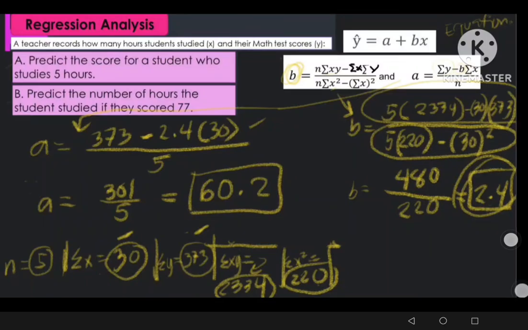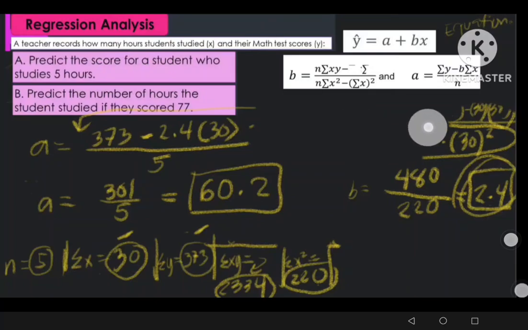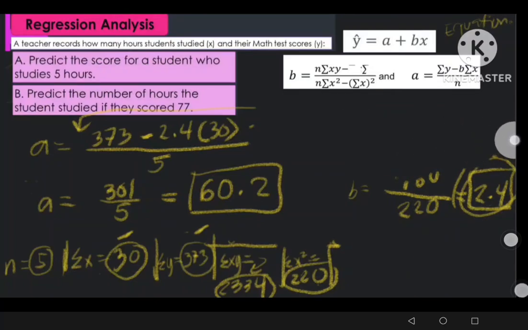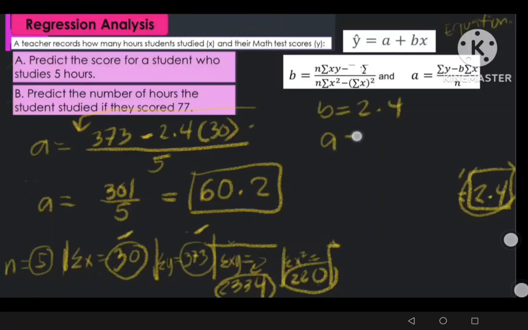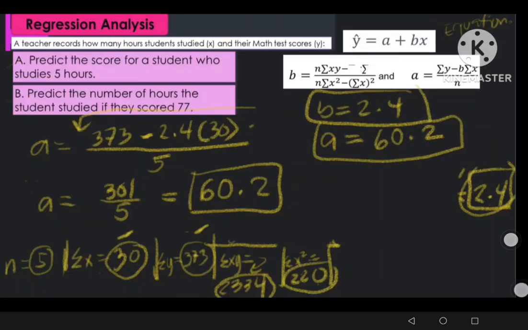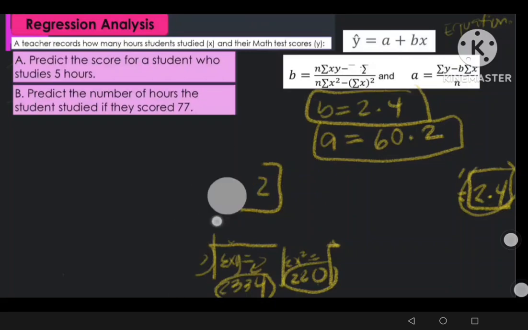Okay? So let's take note. Letter A and B. Again, B is 2.4. B is equal to 2.4. A is equal to 60.2. So again, take note of the result. Then let's answer the problem given.